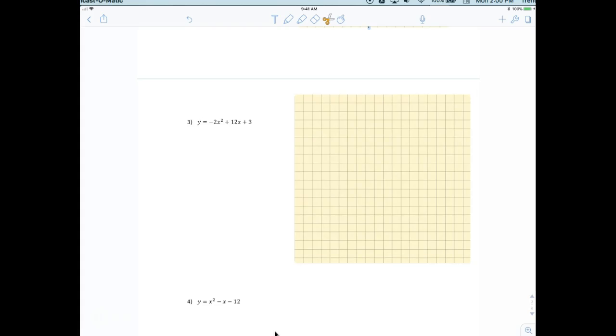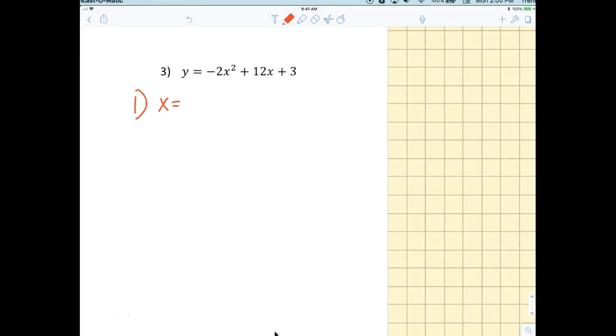So step number 1 is x equals negative b over 2a equals negative 12 over 2 times negative 2 equals negative 12 over negative 4 equals 3. So your axis of symmetry is x equals 3. Hear me out now. Your axis of symmetry is x equals 3.